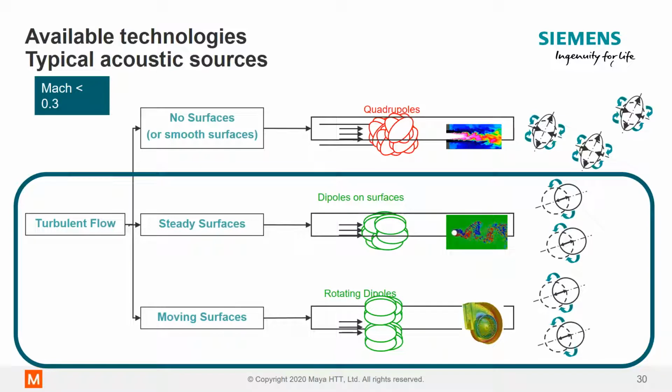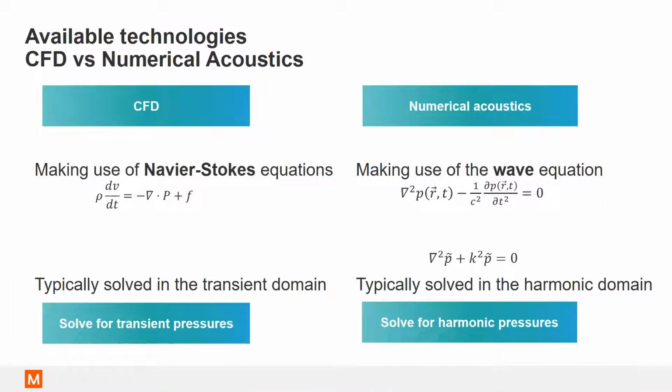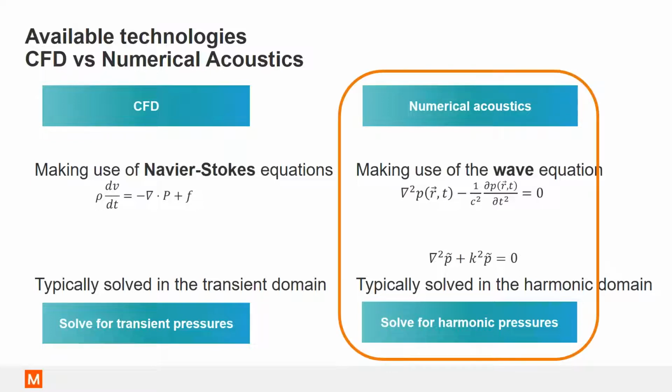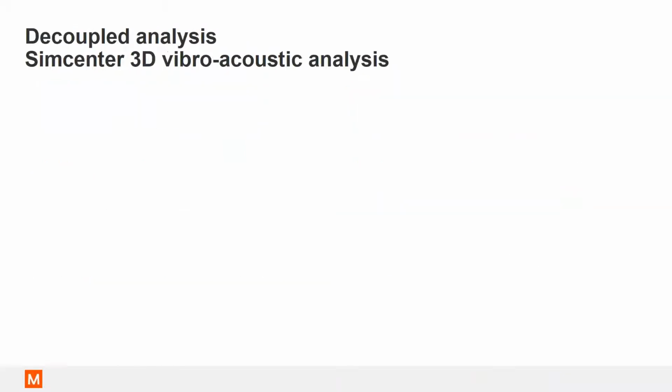So going back to the two methodologies we talked about, CFD, but we can basically use a numerical acoustic code to resolve those acoustic sources. These equations are typically solved in the harmonic domain, which is quite efficient as you can resolve the frequency range of interest only. So essentially, we're going to talk about the numerical acoustic code within Simcenter Acoustics, and especially when resolving aero-vibro-acoustic analysis. So let's see how that can be done.